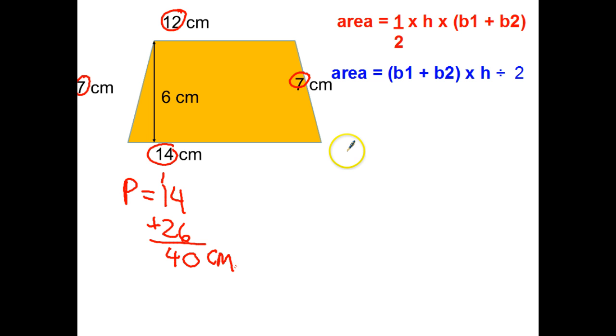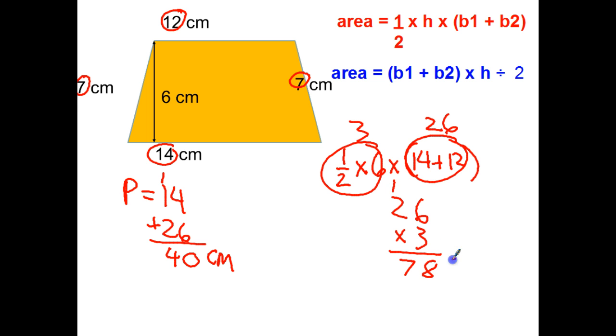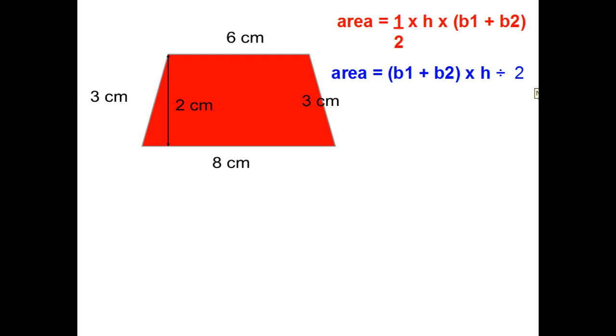Let's go to area. Half of 6, 6 times base 1, 14, plus base 2, which is 12. Do my parentheses first. 14 plus 12 is 26. Half of 6 is 3. 26 times 3, 78 square centimeters. One more of this kind for you to try out.